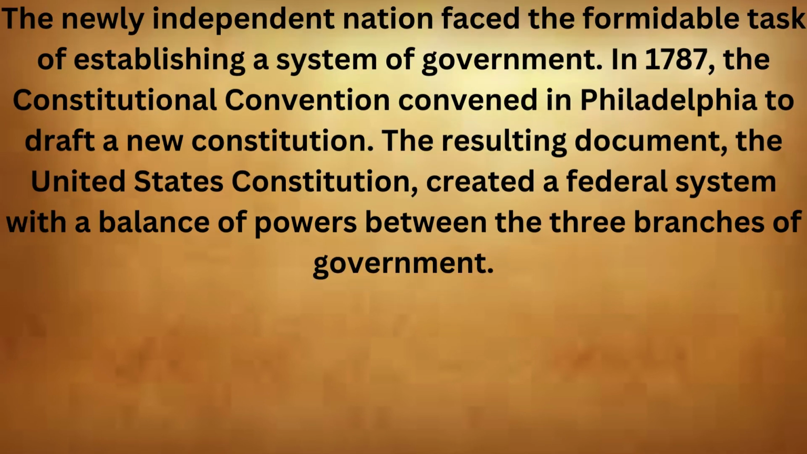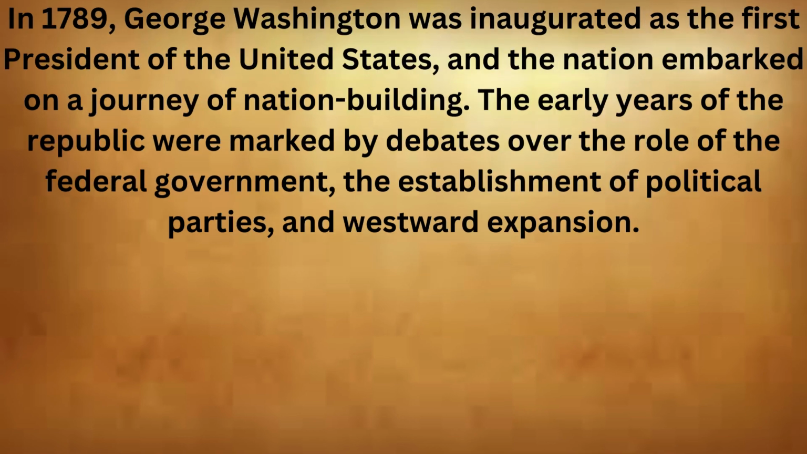The newly independent nation faced the formidable task of establishing a system of government. In 1787, the Constitutional Convention convened in Philadelphia to draft a new constitution. The resulting document, the United States Constitution, created a federal system with a balance of powers between the three branches of government. In 1789, George Washington was inaugurated as the first president of the United States, and the nation embarked on a journey of nation-building.